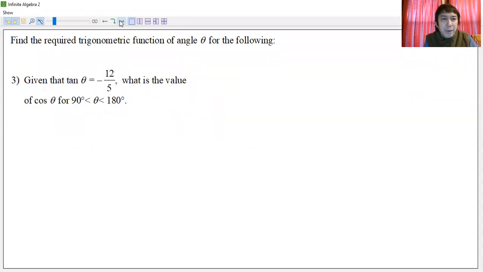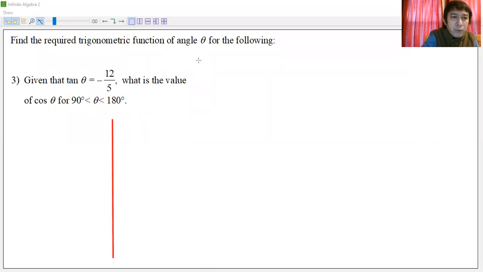Okay, here's the third number. We're looking for an angle between 90 and 180, given that tangent theta is equal to negative 12/5. So this must be in the second quadrant, between 90 and 180. So we shall use a diagram here so that we will have a clearer picture of the answer.